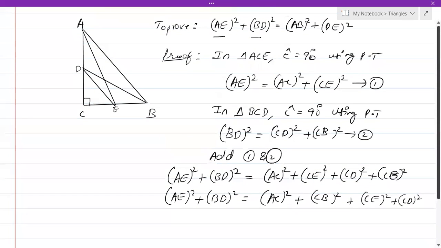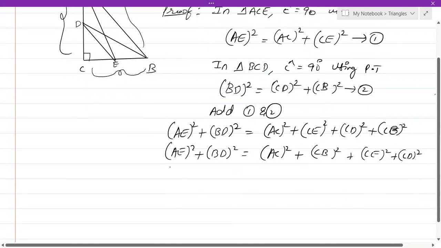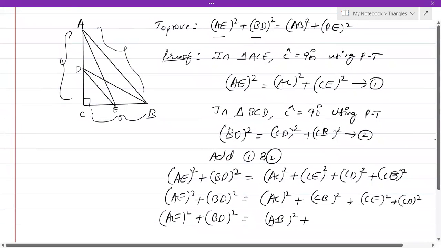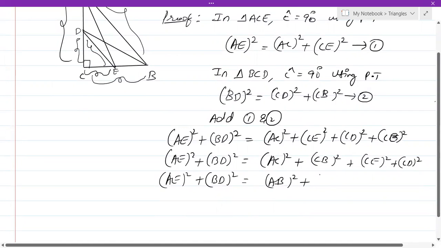If you observe the figure, AC is this full length, and CB is this full length. The squares of these two will be equal to AB square, isn't it? So AC square plus CB square gives us AB square, and in the same pattern CE square plus CD square. If you observe, CE is this, CD is this. It's a right angle triangle, so if you use the Pythagoras theorem, you will get DE square, isn't it? So CE square plus CD square is DE square.